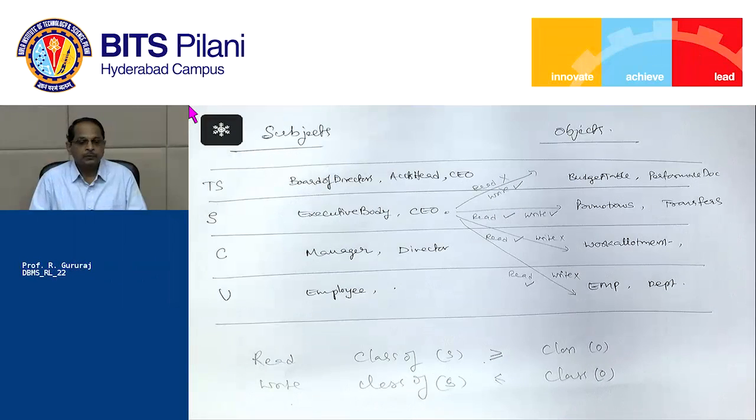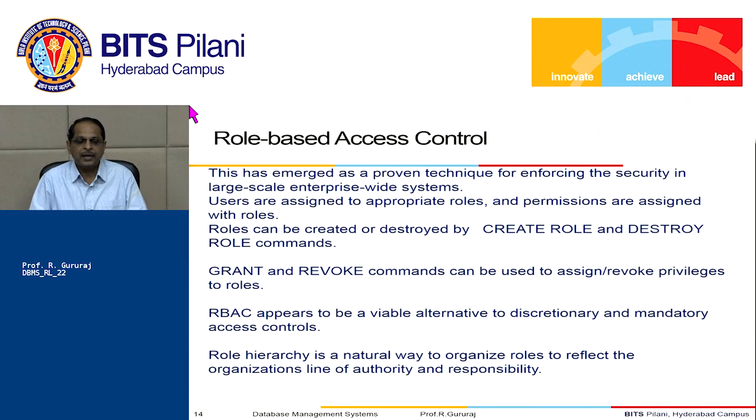The next one is role-based access control mechanism. This has emerged as a proven technique for enforcing security in large-scale enterprise-wide systems. Users are assigned to appropriate roles and permissions are assigned to roles. And roles can be created or destroyed or dropped by using DCL commands like create role and destroy role. Any SQL implementation supports these commands as part of its DCL commands.